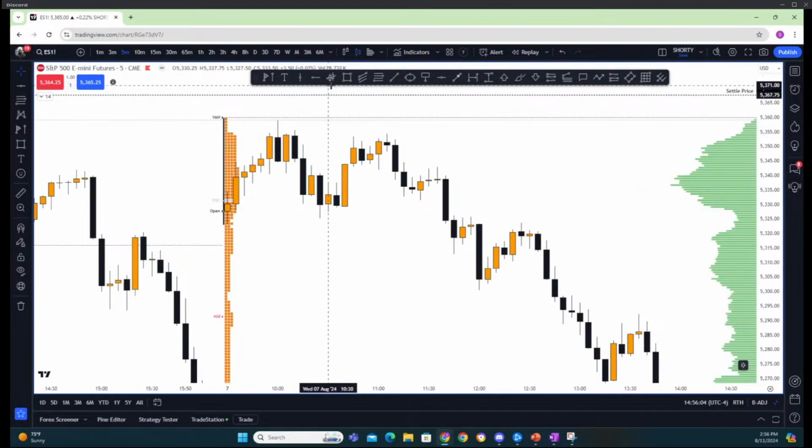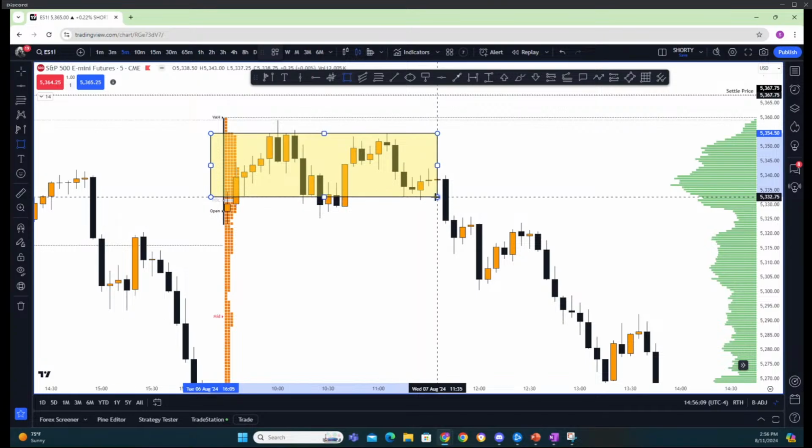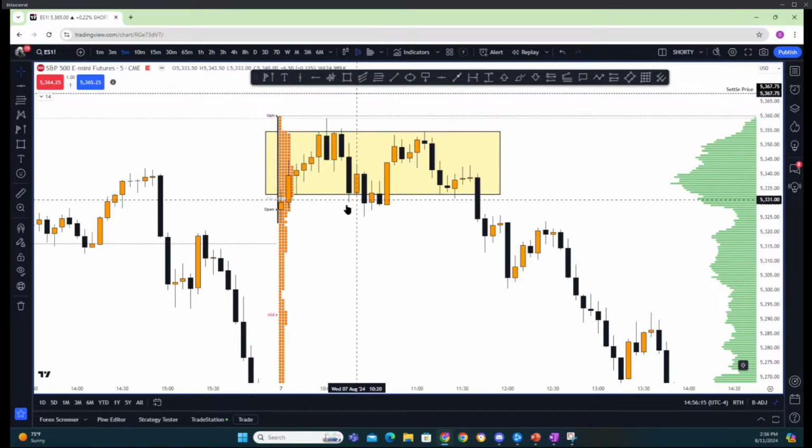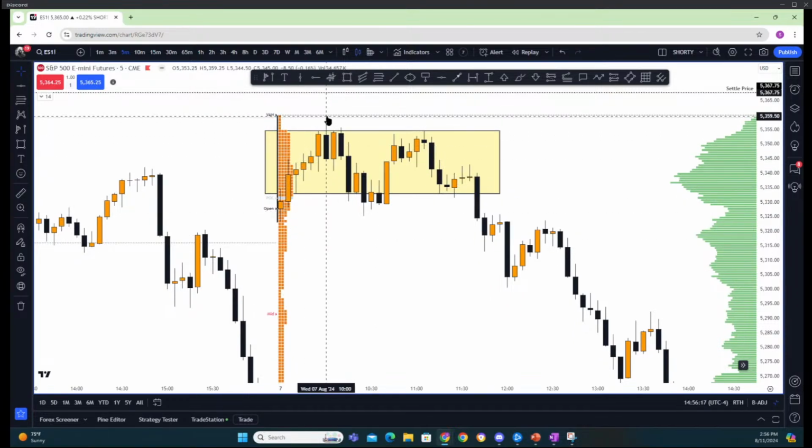Okay, here, what do you guys see? So you have a nice little high, and I would say a nice little short here on the bottom, right? So you have one tap, you have a nice box setup, right? And here's a peak above, right? They trapped a lot of longs, right?